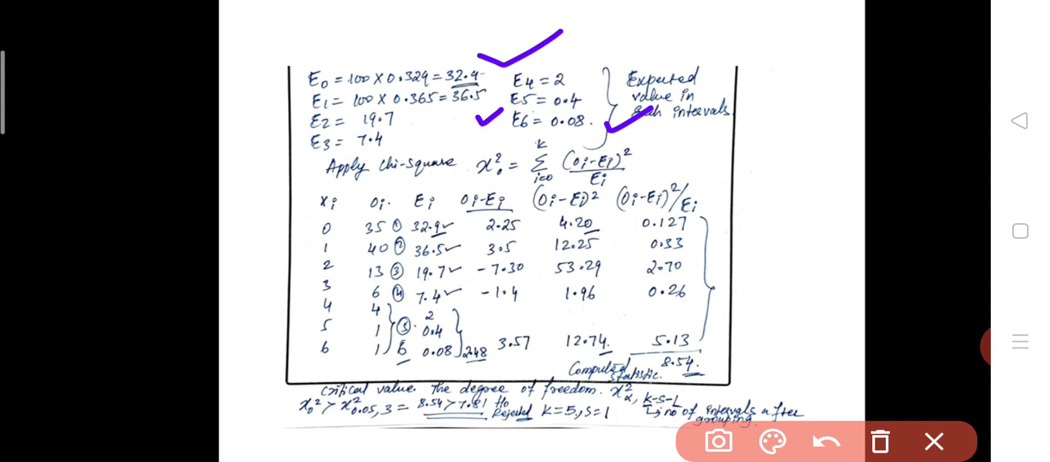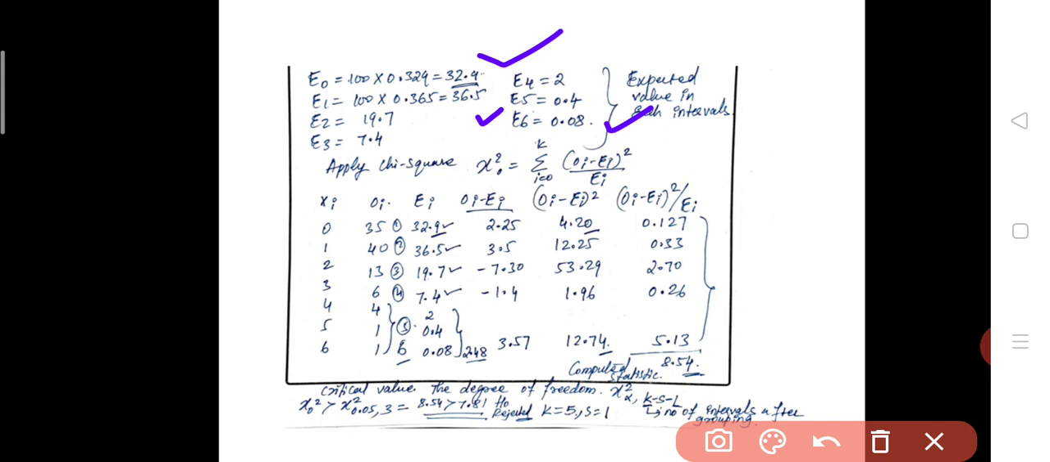Once we have found all the expected frequencies for each class interval, the next step is applying the chi-square statistic computation equation. It is given by chi-square equal to summation i equal to 0 to k of (Oi minus Ei) squared divided by Ei, where Oi is the observed frequency in the ith class interval and Ei is the expected frequency in the ith class interval.